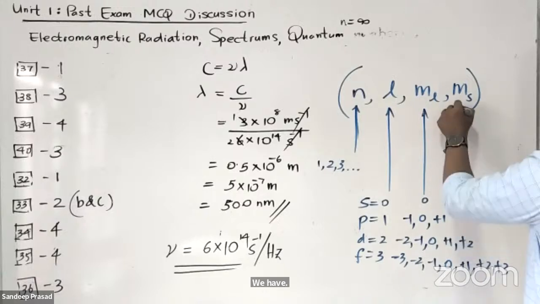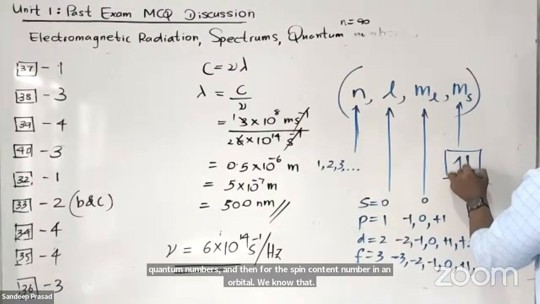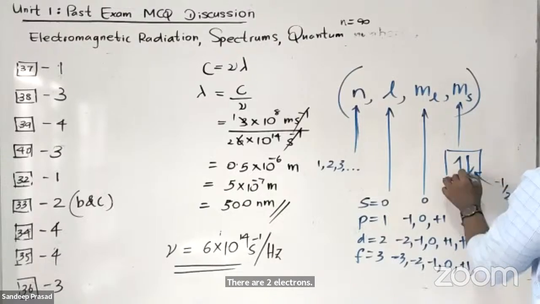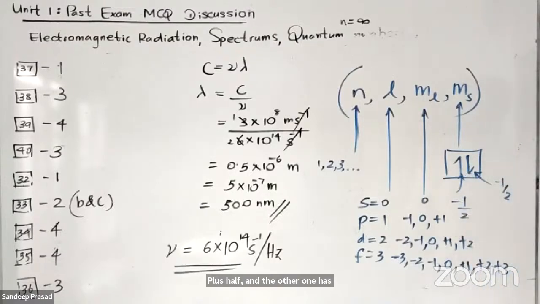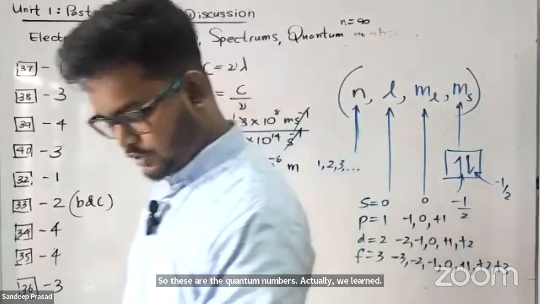And then for the spin quantum number, in an orbital we know that there are 2 electrons. One has plus half and the other one has minus half. So these are the quantum numbers we learned as theory. Now let's go to the question.